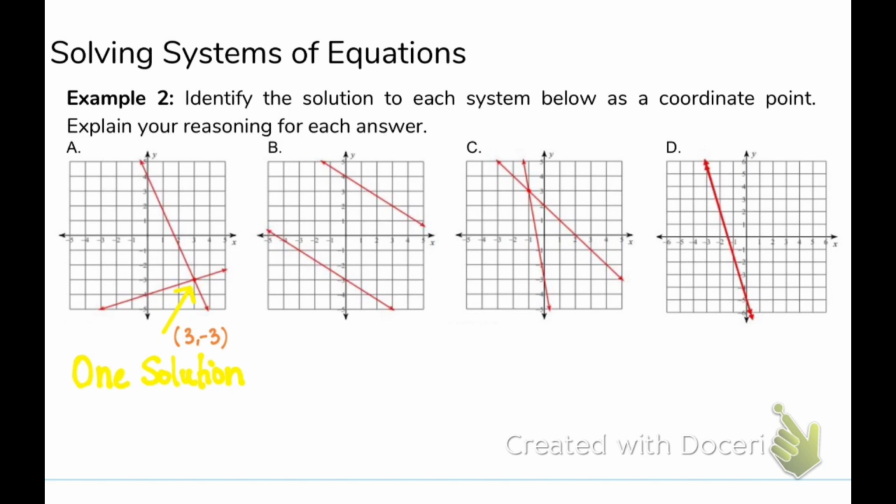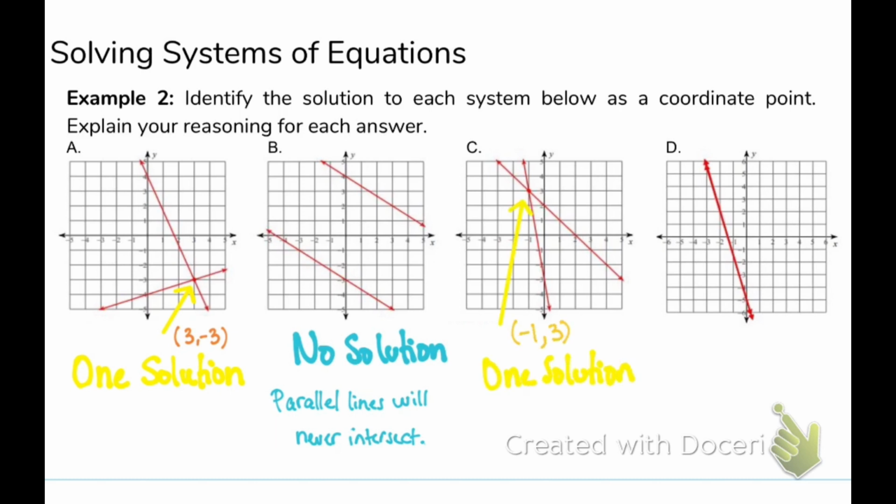Now, example B is a little bit different. What do you notice about example B? What type of lines are those? They're parallel lines. Parallel lines never intersect. They will never cross. So this system is said to have no solution, because they will never intersect. Therefore, there's no coordinate point that will satisfy both equations. Example C: again, you can tell they're crossing at one point right there, so it's one solution. The solution is x is -1 and y is 3.